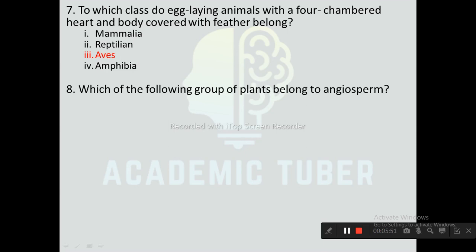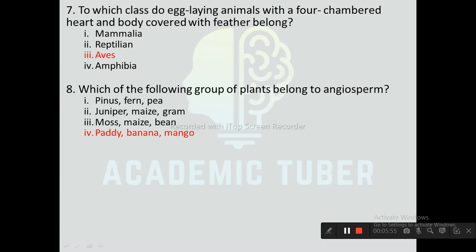Next one, which of the following groups of plants belongs to angiosperm? And the options are: Pinus, fern, pea; next one is juniper, maize, gram; third one is moss, maize, bean; and the last one is paddy, banana and mango. And the correct option is paddy, banana and mango. Angiosperms are the flowering plants, and paddy, banana and mango are examples of angiosperm. They produce seeds enclosed in fruits, which is the characteristic feature of angiosperm.